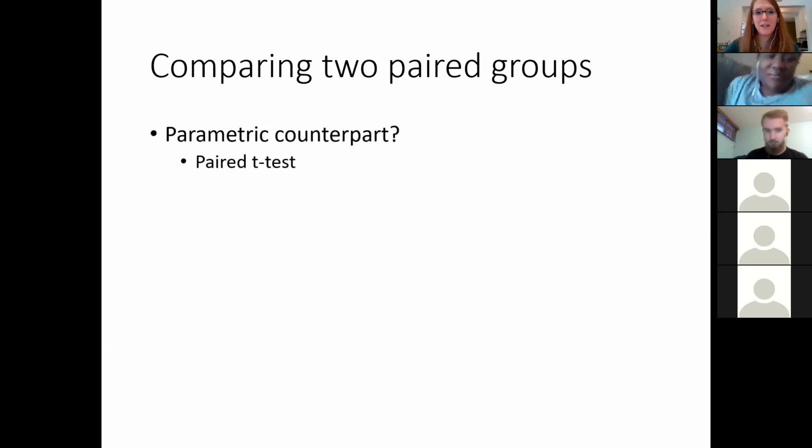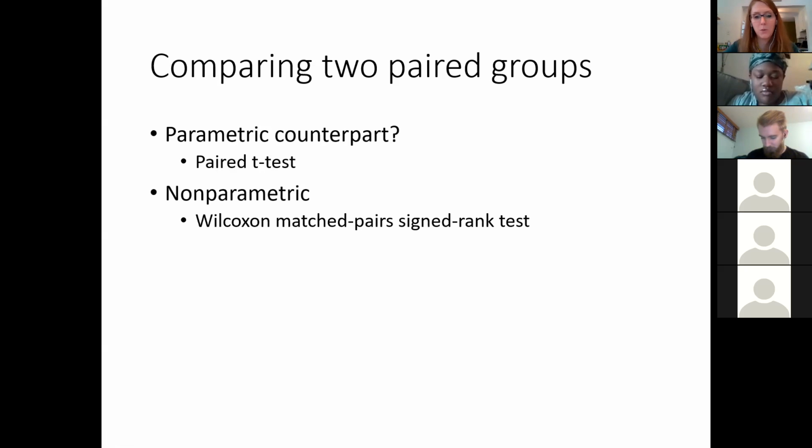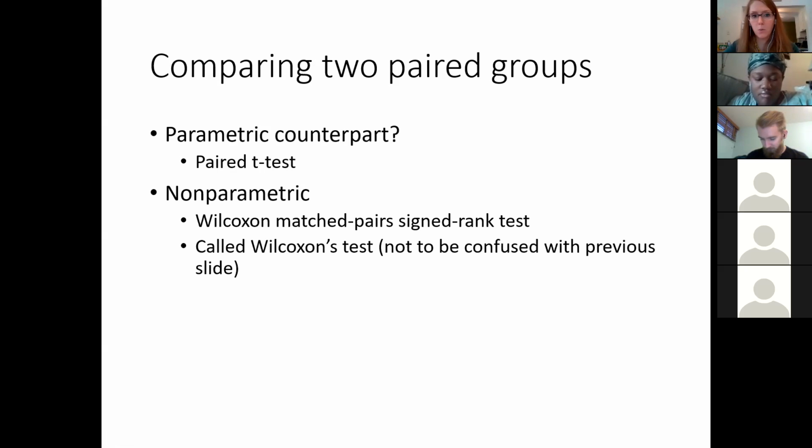So the parametric counterpart for this one is the paired t-test. The nonparametric counterpart is called the Wilcoxon matched pair signed rank test. Annoyingly, Wilcoxon did a lot of work, so we called this one the Wilcoxon test, not to be confused with the previous one, which is also called the Wilcoxon summed rank test. So that's why I'll probably refer mostly to the unpaired group as the Mann-Whitney U and this one as Wilcoxon's test. So that's it, right? If you had two paired groups that are not normally distributed, you're going to use this test.